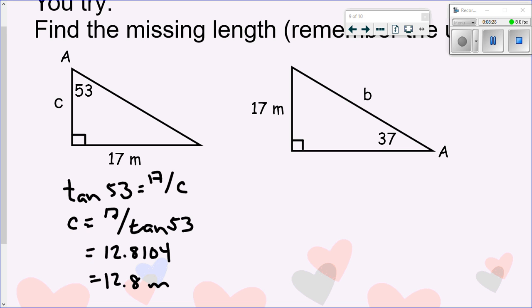That is a terrible 17. I'll fix it later. Now, I want you to notice I did this step right in my calculator. So I typed in 17 divided by tan 53. So I don't have to write down the 4 decimal places. If my calculator does everything for me, that's even more accurate than the 4 decimal places. What is this? This is sine 37.